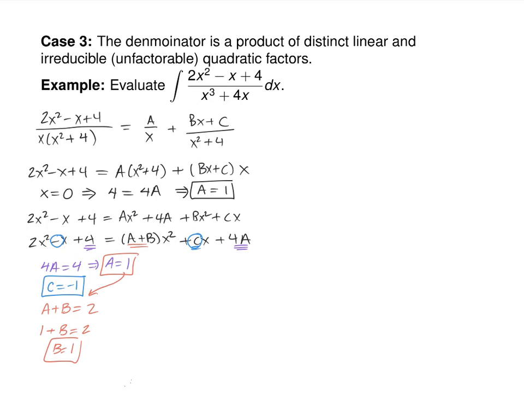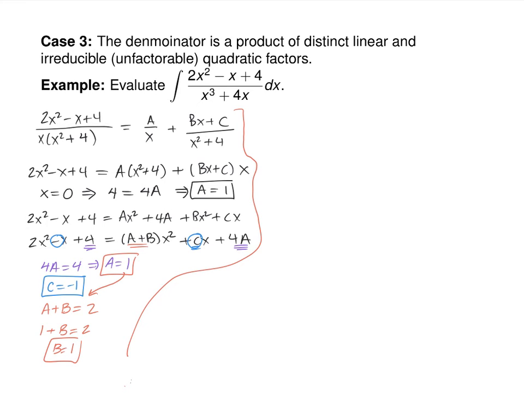Yes? So if the quantity x squared plus 4 was squared, then it would be cx or dx plus e, over x squared plus 4 squared. Yep, we'll have one of those as well, but that would be the general pattern. Okay, now this is all the algebra. Let's actually do the whole calculus part of it, right?